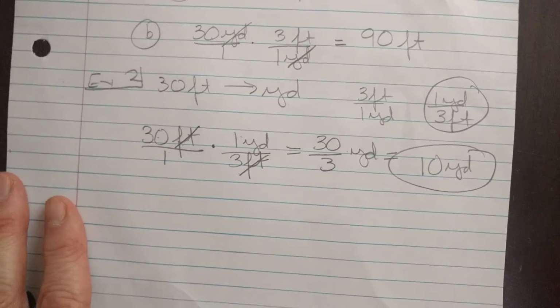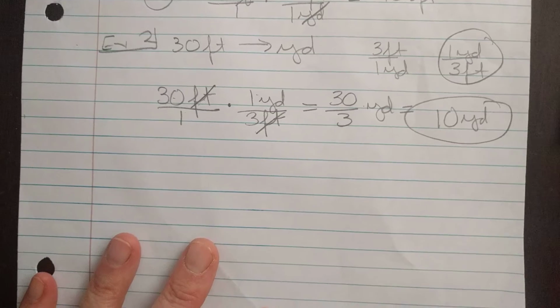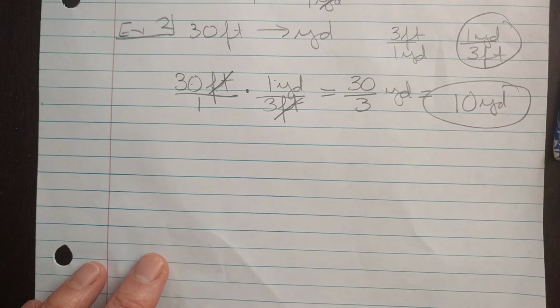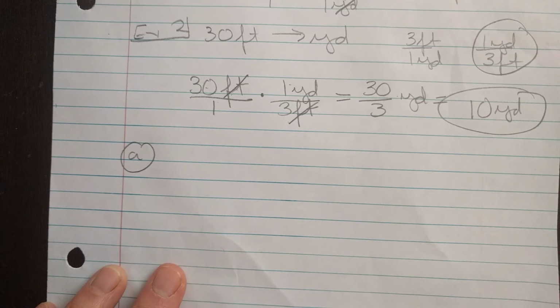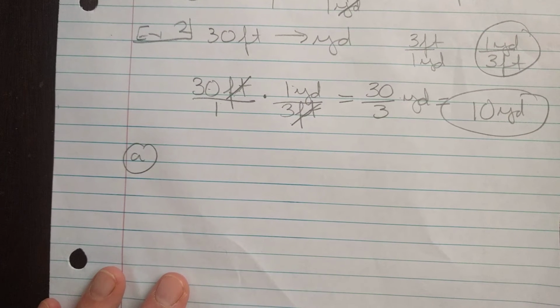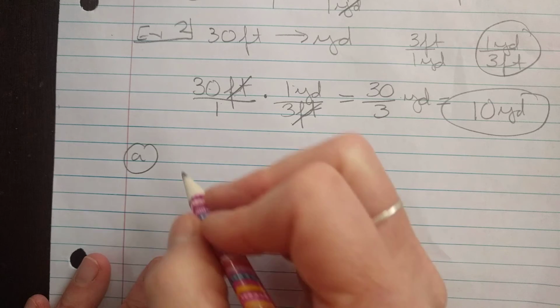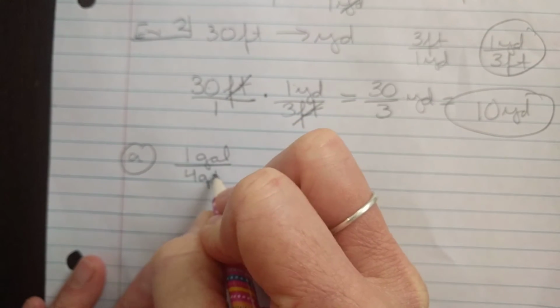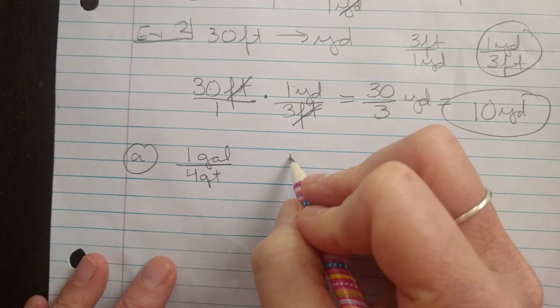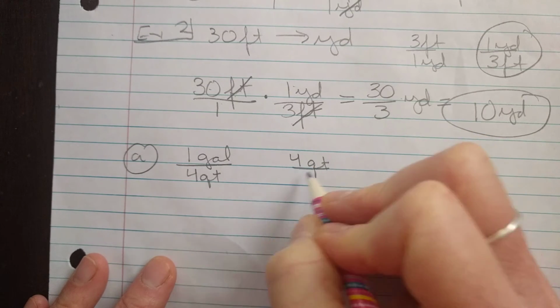Okay. I'm actually going to go over the practice problems just to help you out if you need it. A for the practice says, write two unit multipliers for these equivalent measures. 1 gallon is 4 quarts. So we can write 1 gallon is 4 quarts. It's the same as 1. Or 4 quarts is 1 gallon.